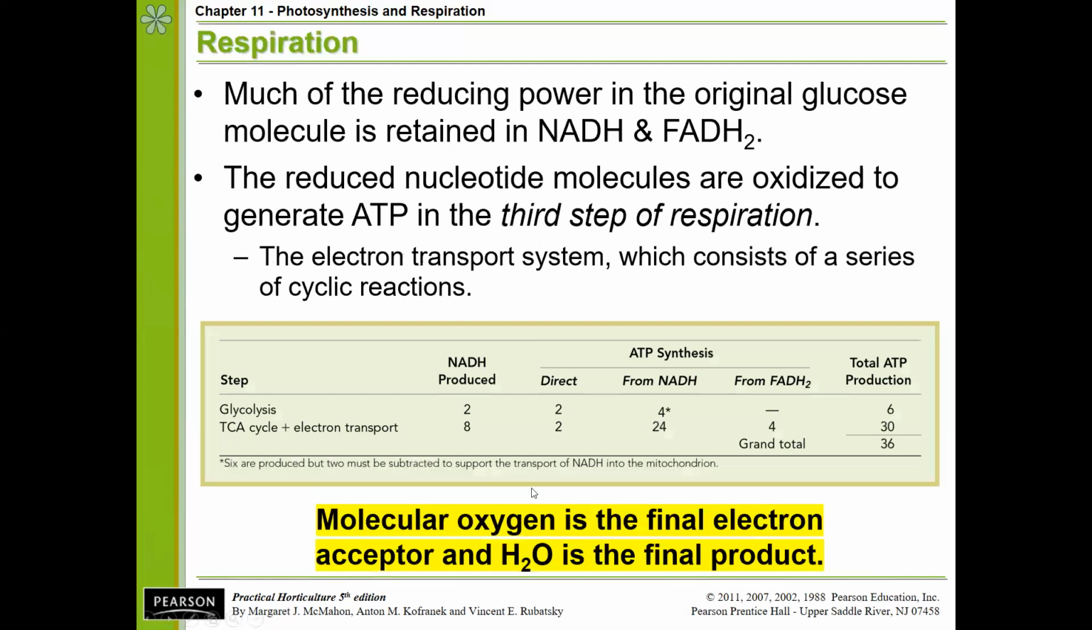The big thing to know here is that molecular oxygen is the final electron acceptor and H2O is the final product. So what we have basically in respiration taking place in the leaves is the release of gases, oxygen and water vapor. And that really is what drives the growth of plants. You can't just have photosynthesis, you also have to have respiration. You have to have the release of the gases that are produced in photosynthesis.